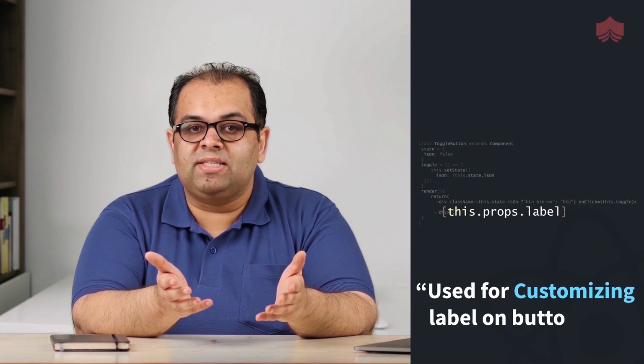We also saw the use of props for customizing the label on our button. There are additional features that class components allow, which we'll see in a bit. Next up, we have function components.